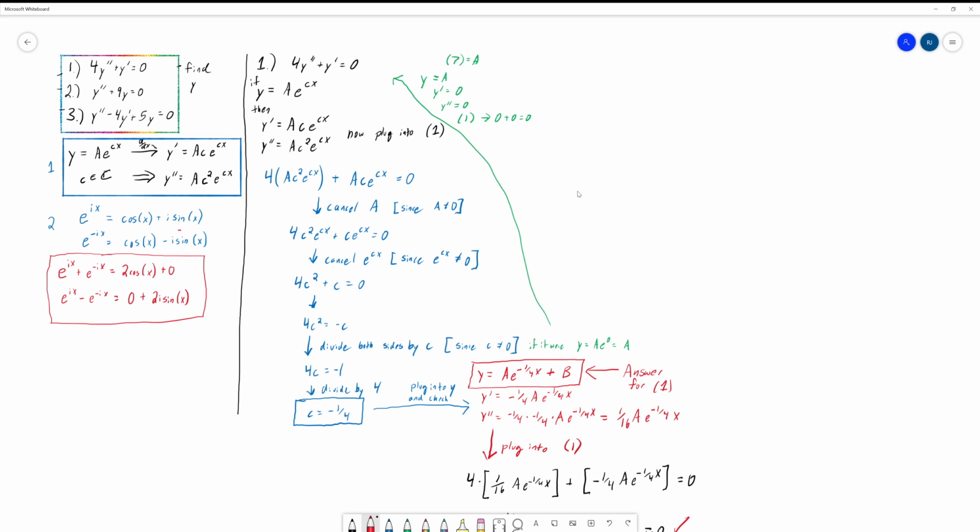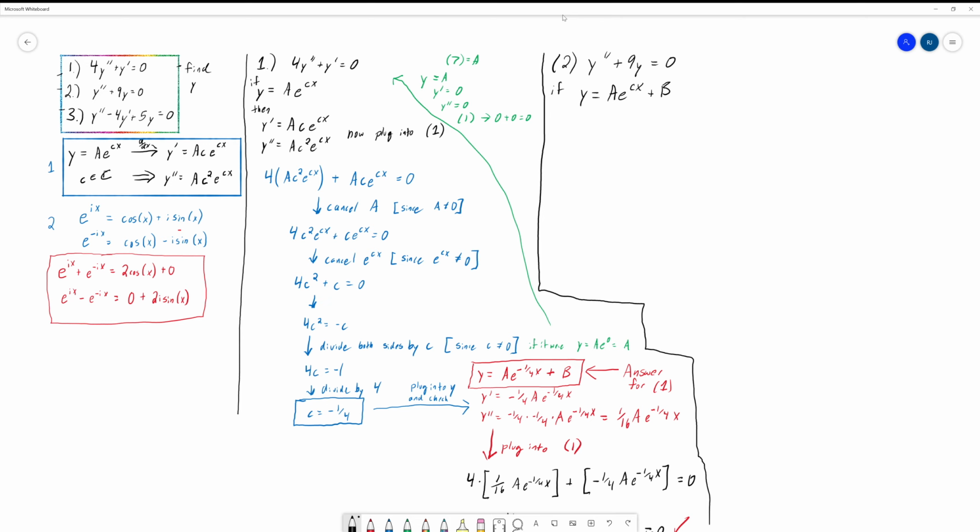Okay, so let's keep going, and we'll do 2, which is going to be the same thing, but just a little bit more of an interesting solution. So this was y double prime plus 9y equals 0. And again, let's guess our solution as y equals ae to the cx, and we'll add some undetermined constant b here, although sometimes you won't see this listed as a solution.